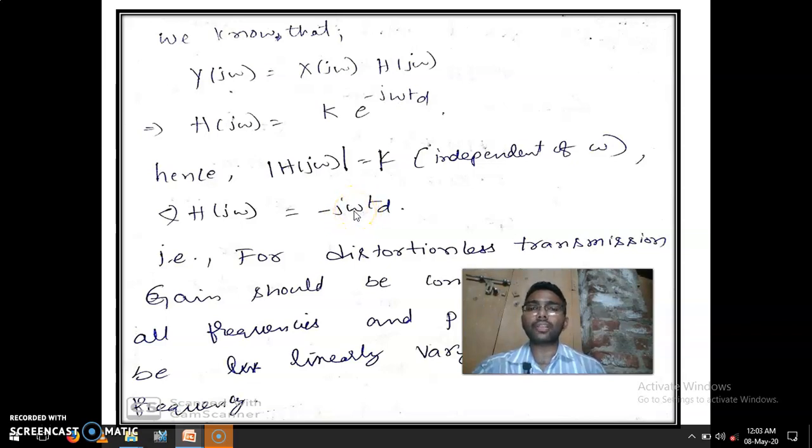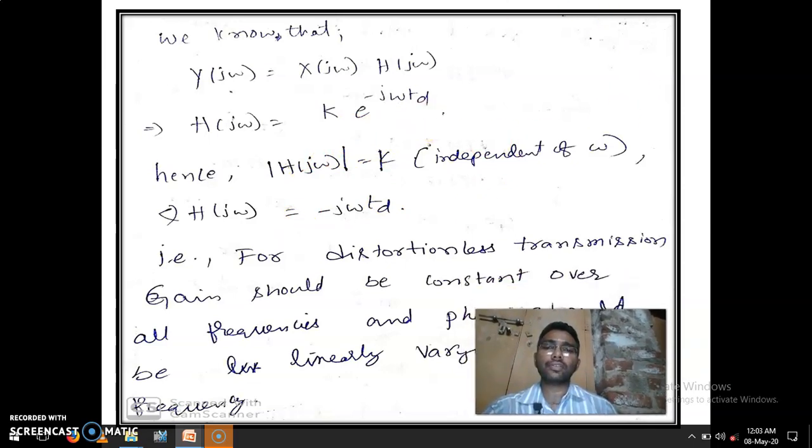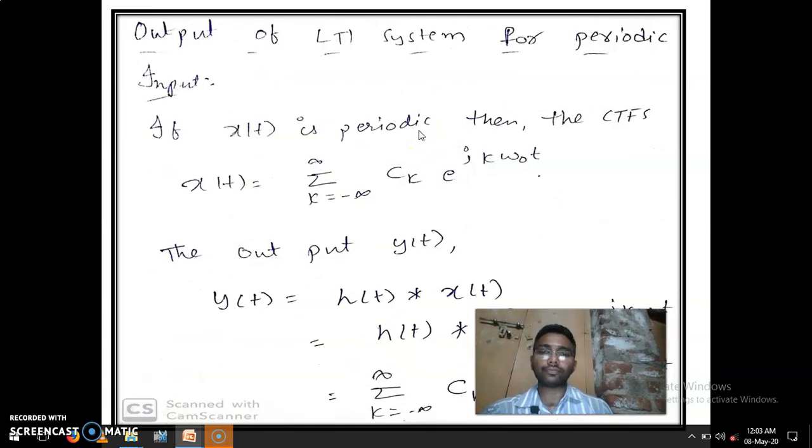This is a very important thing that we need to see. For distortionless transmission, the gain, which is the magnitude response of the system, should be independent of the frequency, and the phase response of the system should be linearly varying with respect to the frequency. This is called linear phase systems. This is a very important category of systems which we deal with in the future classes.